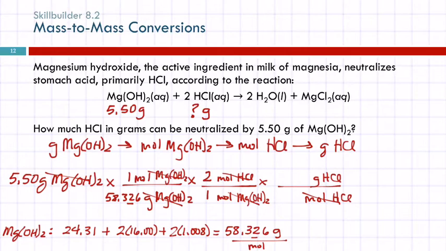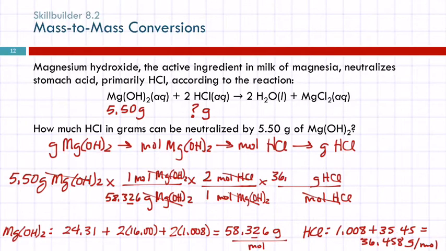And then I need the molar mass for HCl. That's a little easier. I've got 1 hydrogen, 1.008, and 1 chlorine. And so that's going to give me 36.458 grams per mole for the HCl. Gram is in the numerator, so that's where the number goes. 36.458 per mole. Any questions?